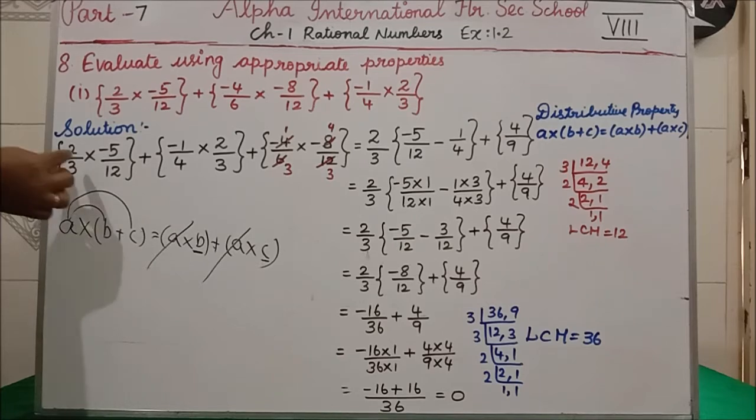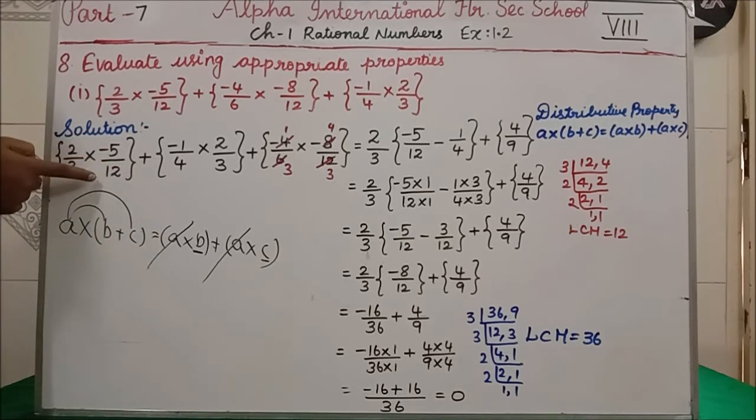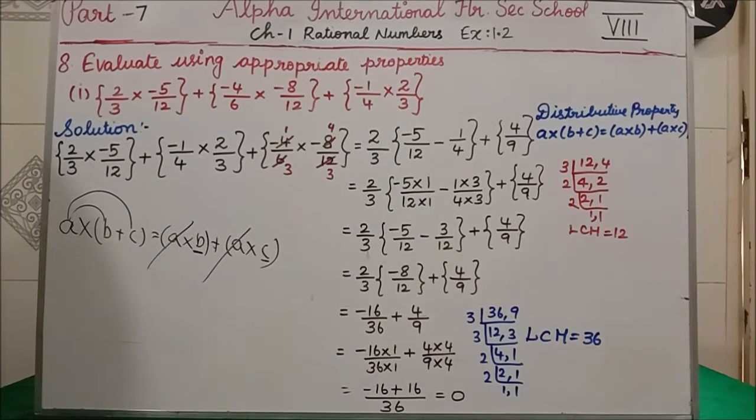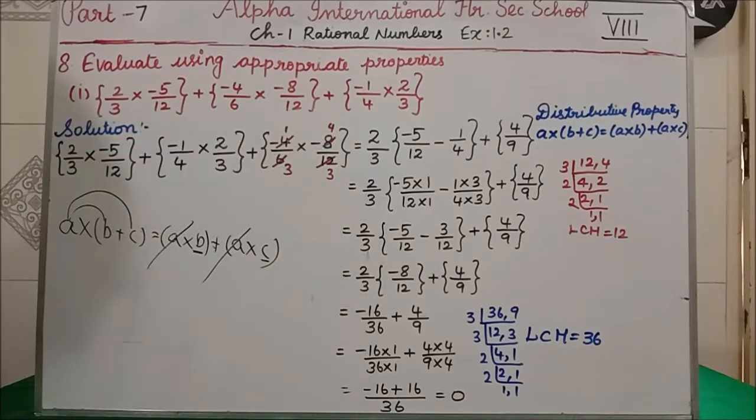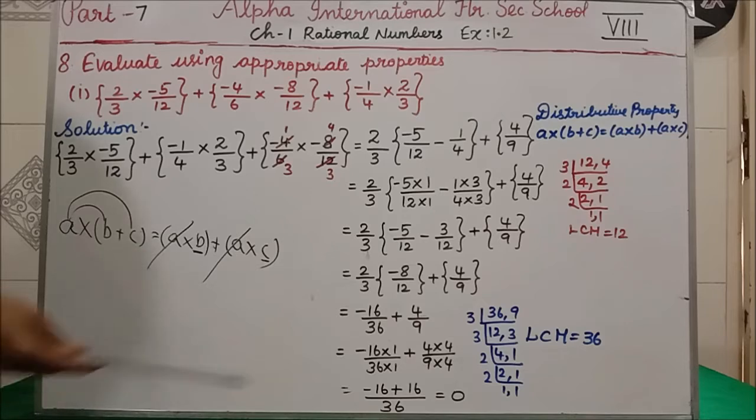Similarly, you see here 2 by 3 went outside. The remaining inside will be what? Minus 5 by 12. Isn't it? Minus 5 by 12. Clear? Similarly, here this 2 by 3 is outside. What remains here? Minus 1 by 4. That is our C. Right, here minus 1 by 4.